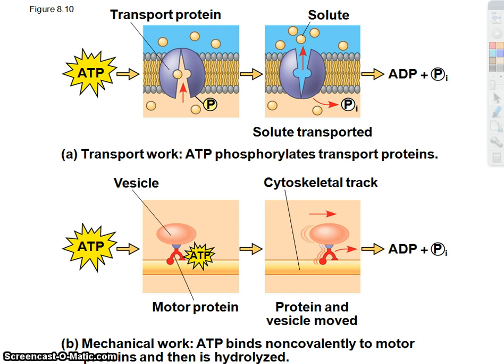This one you've seen before, the sodium potassium pump. ATP is what broke and caused the protein to change its shape so that it would let the sodiums out, and then it would go back to its original shape and bring the potassiums in.